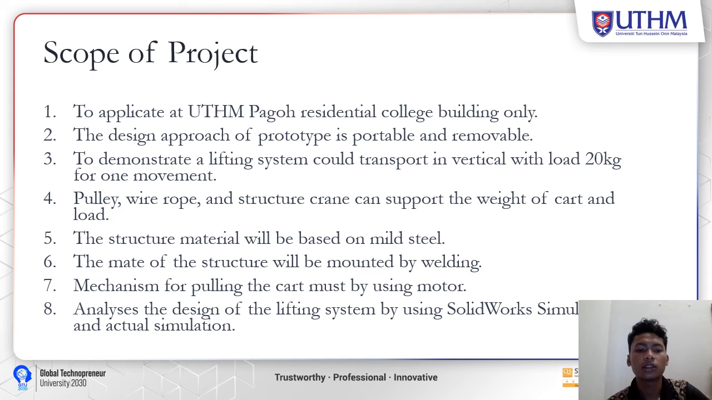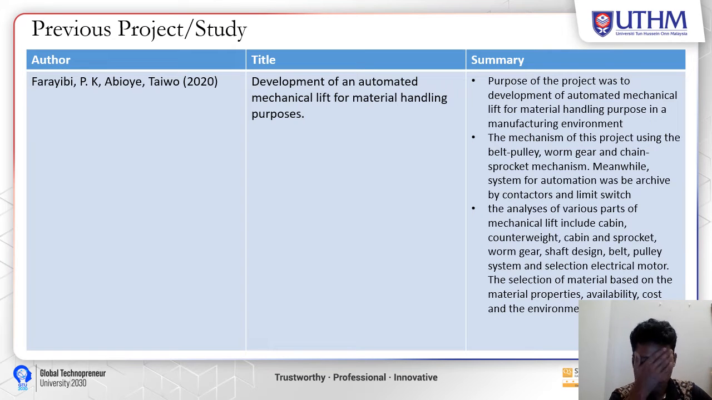Five, the structure material will be based on the mainstay. Six, the structure will be formed by welding. Seven, a mechanism for pulling the cart must use a motor. Eight, analyze the design of the latest system by using SolidWorks simulation and actual simulation. For chapter 2, we conduct two topics which are previous projects and possible material.